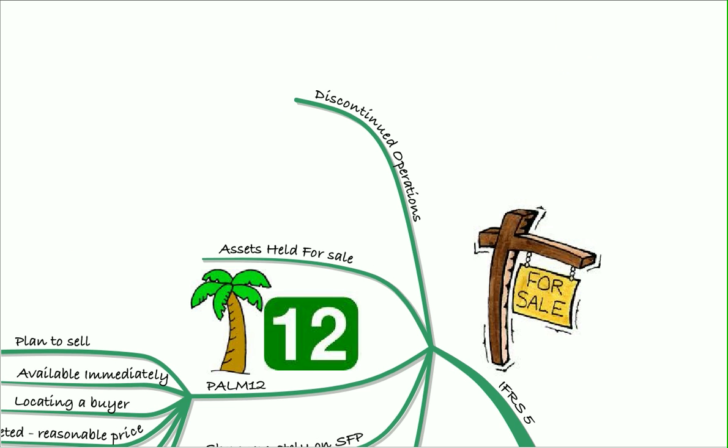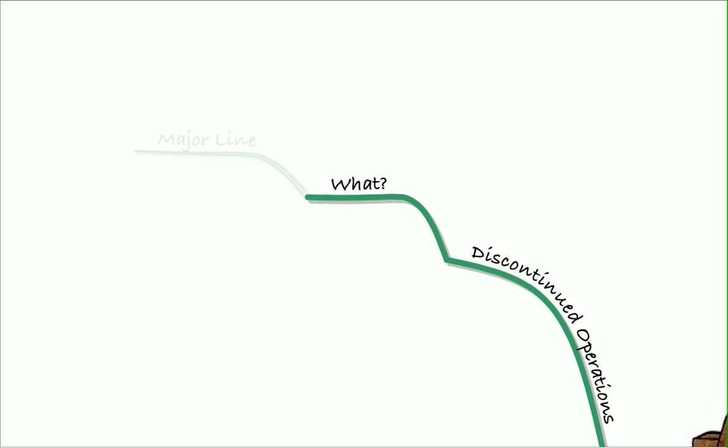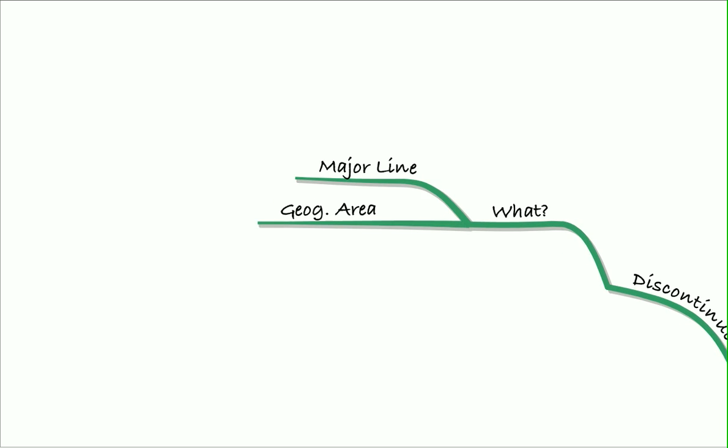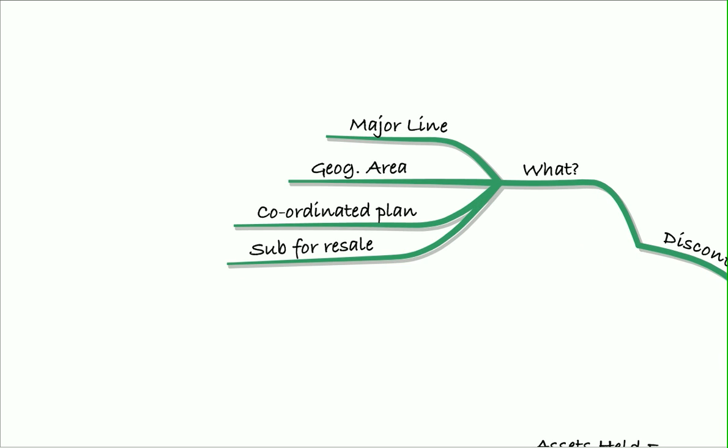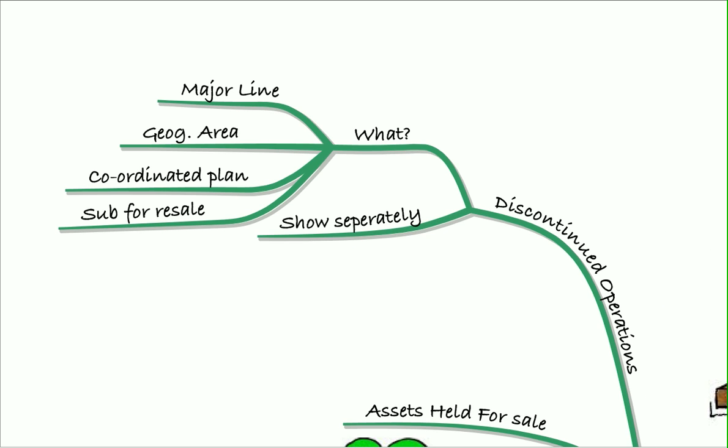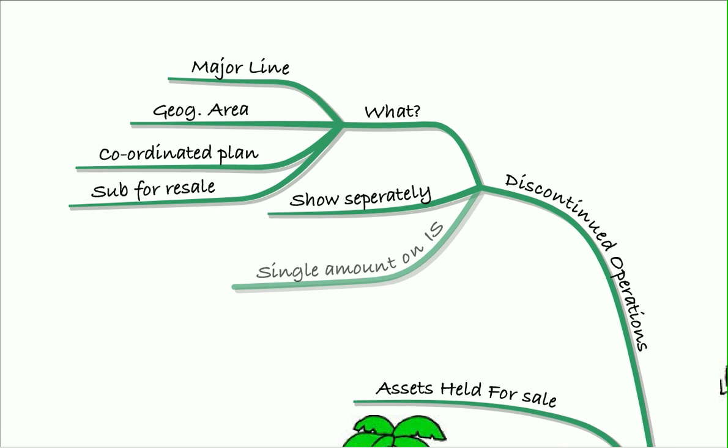We also then in IFRS 5 have discontinued operations. So again, these must meet the PAM 12 criteria. But rather than being an asset, this time we're thinking about a major line of business or a geographical area. There needs to be a coordinated plan that meets the PAM 12 criteria. For example, this could be a subsidiary that's held for resale. Again, we need to show this separately.